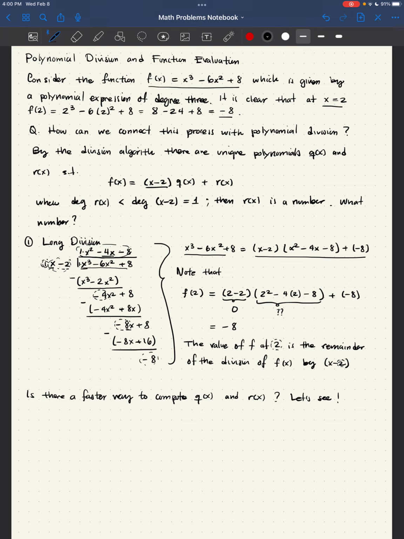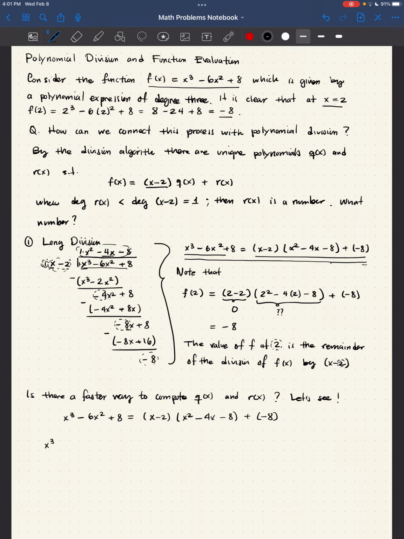I'm going to examine this equation that we have here, the one I'm underlining, and I'm going to transport it here. So I have x cubed minus 6x squared plus 8 equals the following: x minus 2 times x squared minus 4x minus 8, plus negative 8, just to keep it in that fashion. Now, instead of organizing all of this information in a single line, I'm going to organize it in multiple lines. So I'm going to write the following.